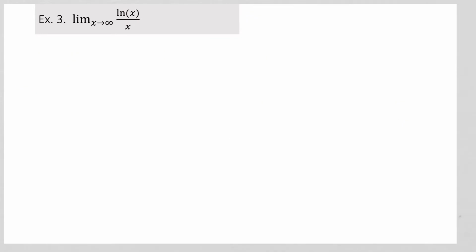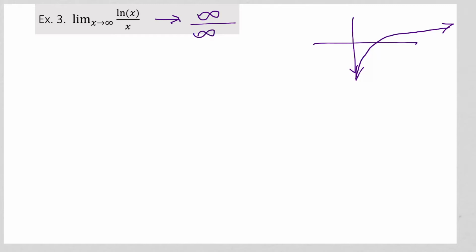In this example, we're evaluating the limit as x approaches infinity of the natural log of x over x. The natural log function goes up rather slowly, like this. So it approaches infinity as x approaches infinity. So in the numerator we're approaching infinity, and then x approaches infinity, so we have infinity in the denominator as well. This is one of our indeterminate forms, so we can use L'Hopital's rule.